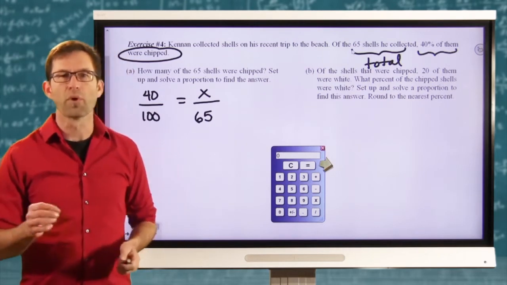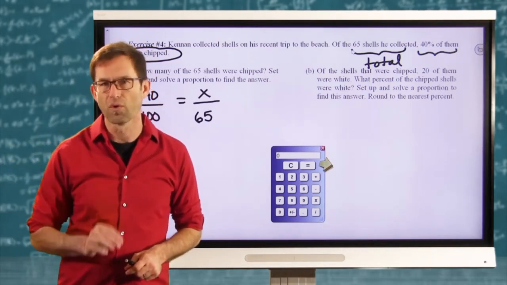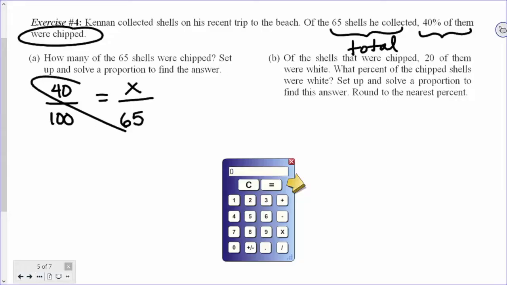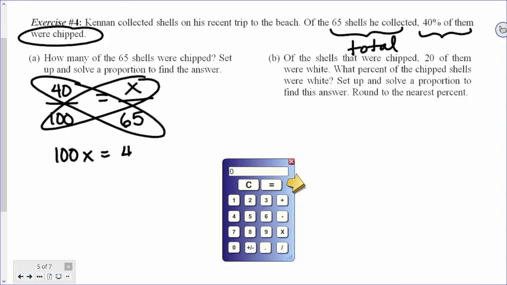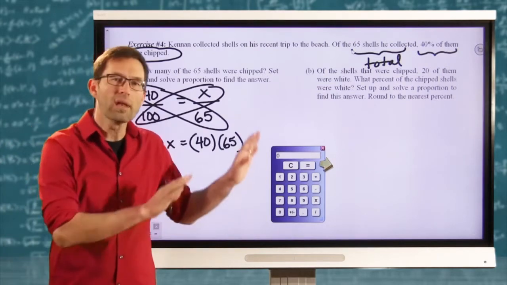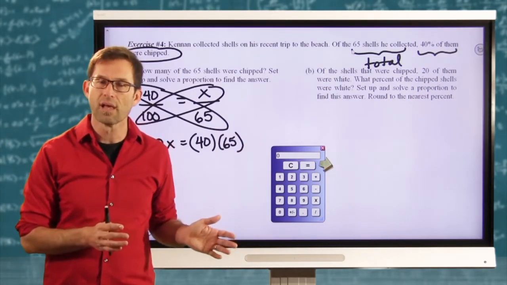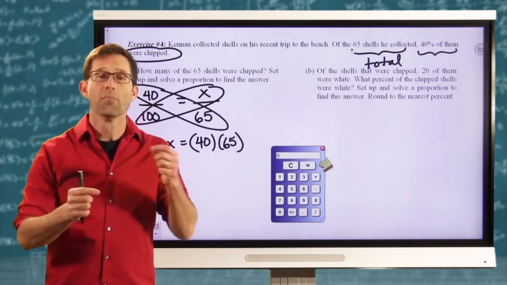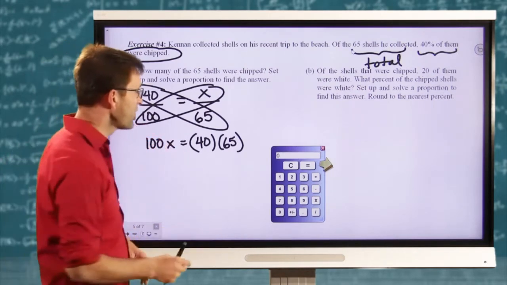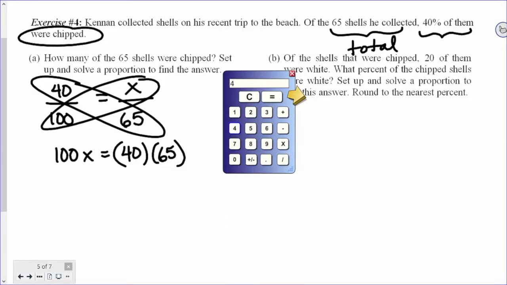So what we now do is we bring in the age-old technique of cross-multiplying. In other words, I'm going to cross-multiply these, and I'm going to get 100x equals 40 times 65. And that's, of course, what my handy-dandy calculator is here for. We don't need any fancy graphing calculators in today's lesson. We just need something that can do some basic multiplication and division for us so that we don't have to think so hard. And in fact, 40 times 65. That didn't work. Let's clear that. Let's try again. 40 times 65 is 2,600.